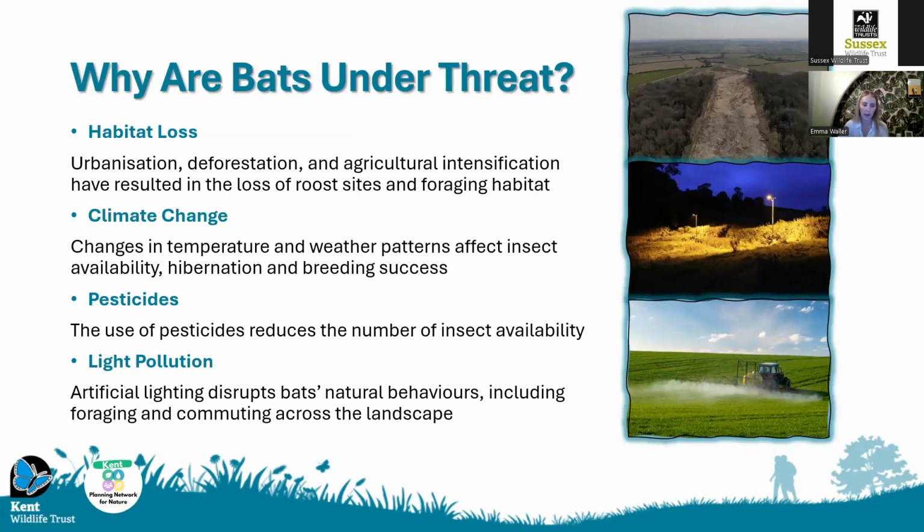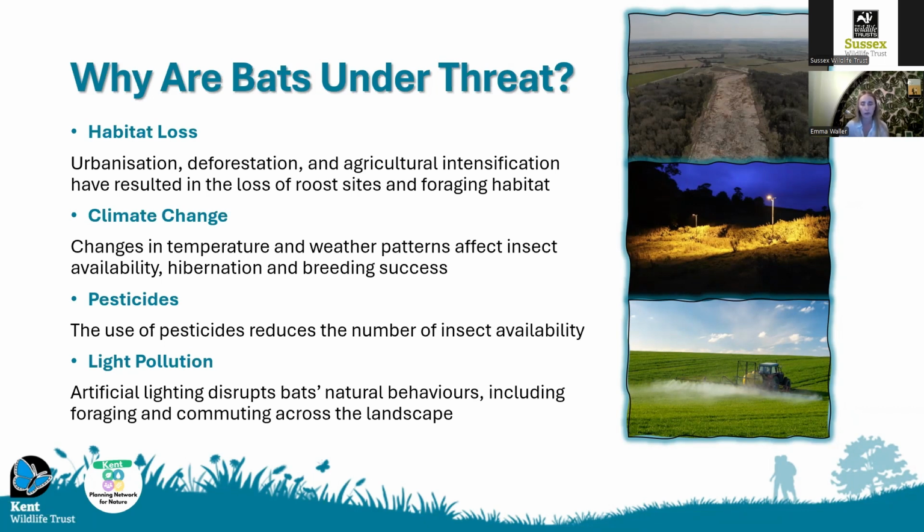So why are bats under threat? So unfortunately, bats in the UK are facing numerous threats. So all species of bat in the UK rely heavily on linear features such as hedgerows, tree lines and woodland edges to commute through the landscape. And over the past 100 years, these habitats have been lost and destroyed for the increase of urbanisation and intensive agriculture, resulting in the loss of foraging, commuting and roosting sites.